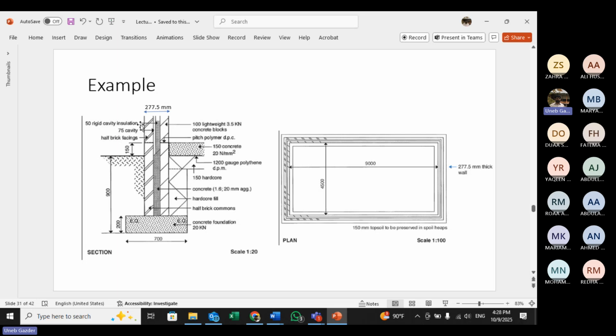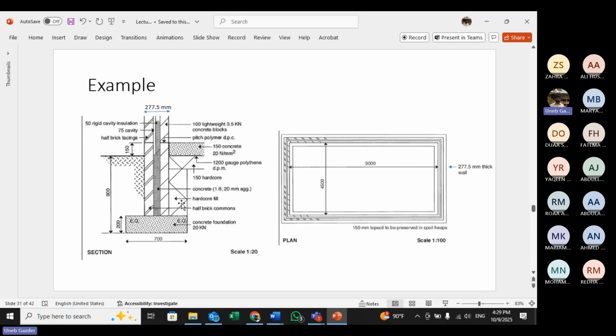So total is 277.5, and the block width is not given. You have the concrete footing, this is the existing ground level, or the reduced level maybe, it's not mentioned. 150 millimeters is the thickness of the slab. What else can I tell you from here? It's the hard core fill from the top of the footing up to the slab.